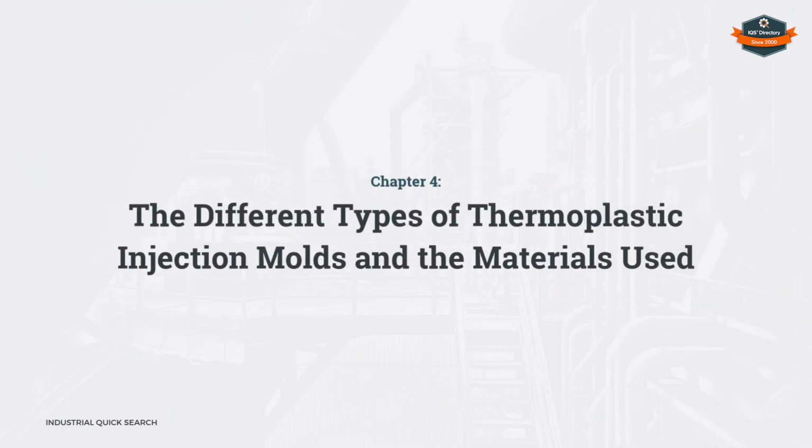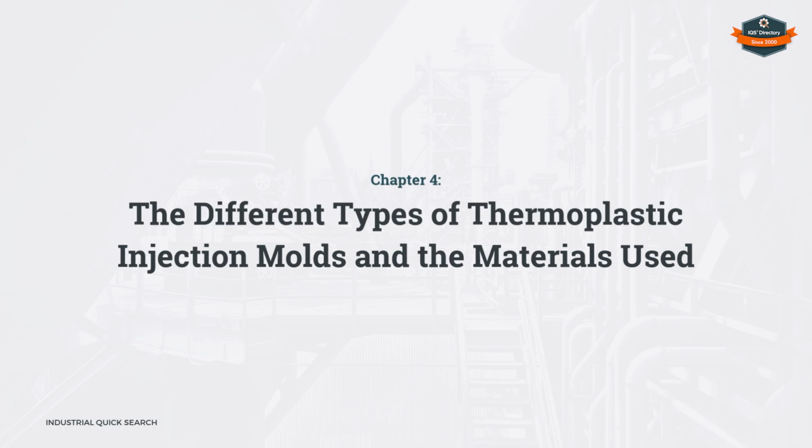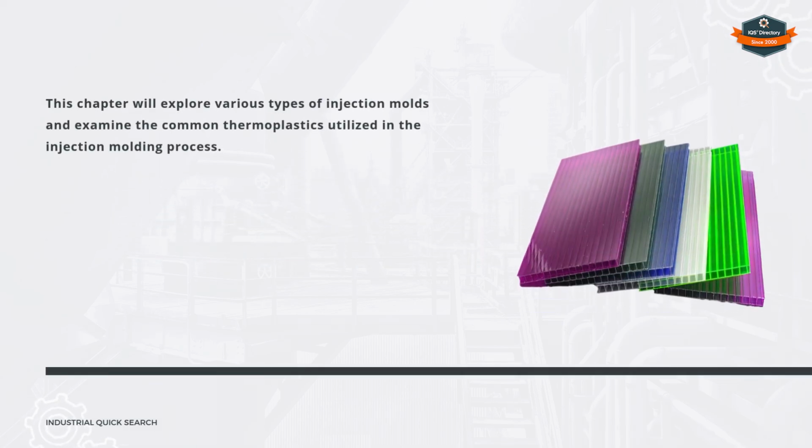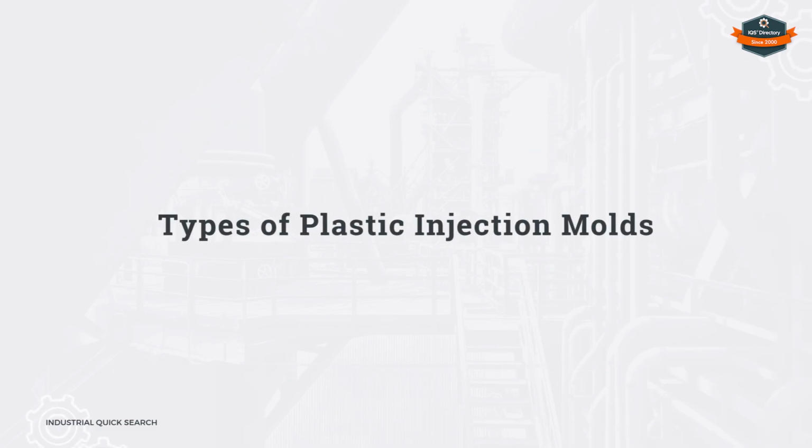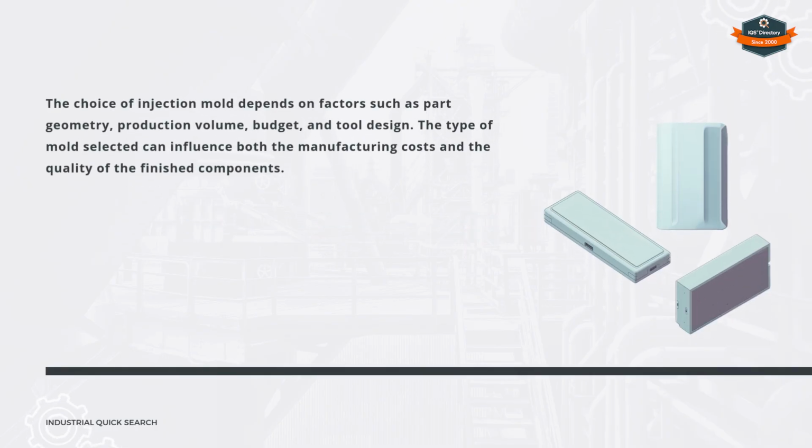Chapter 4: The different types of thermoplastic injection molds and the materials used. This chapter will explore various types of injection molds and examine the common thermoplastics utilized in the injection molding process. Types of plastic injection molds.